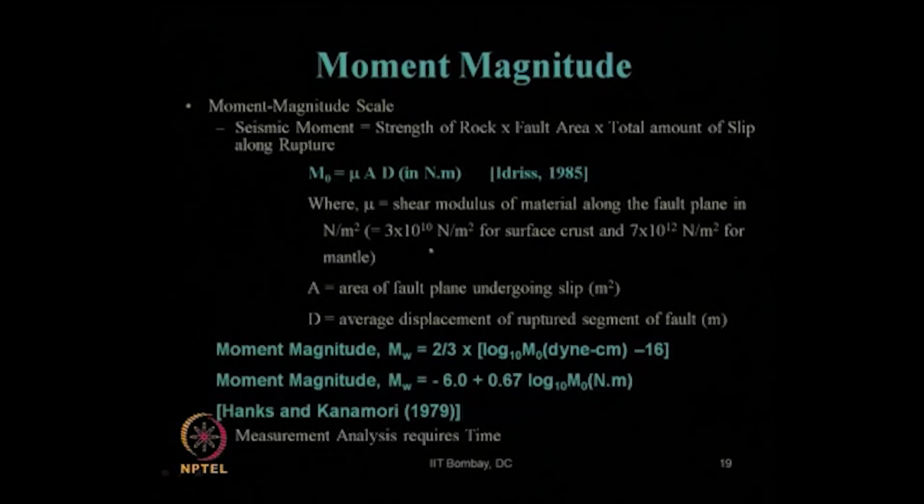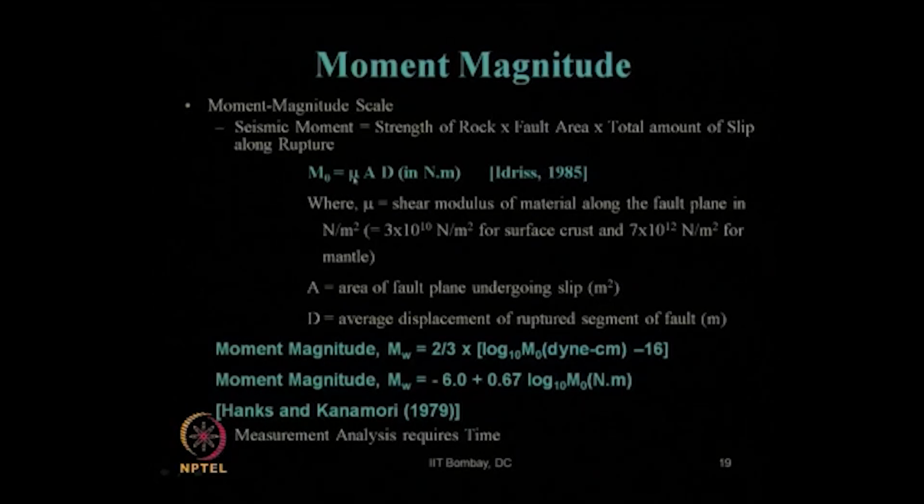And what is known to us, the typical strength or shear modulus for the crust, the surface crust, is 3 into 10 to the power 10 Newton per meter square, and for the mantle it is about 7 into 10 to the power 12 Newton per meter square. That means, if you are estimating a shallow earthquake, you have to use this value of mu to compute the seismic moment. If you are handling a deep earthquake, you have to use this value of mu for the estimation of seismic moment.